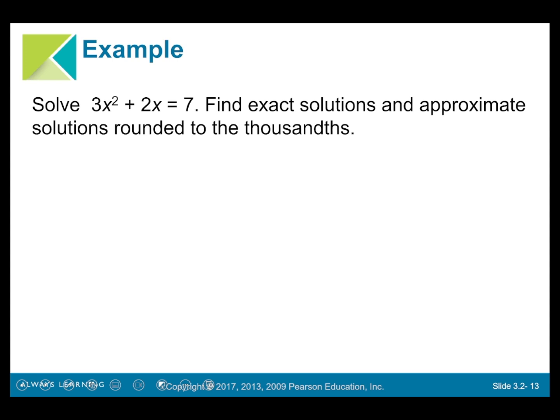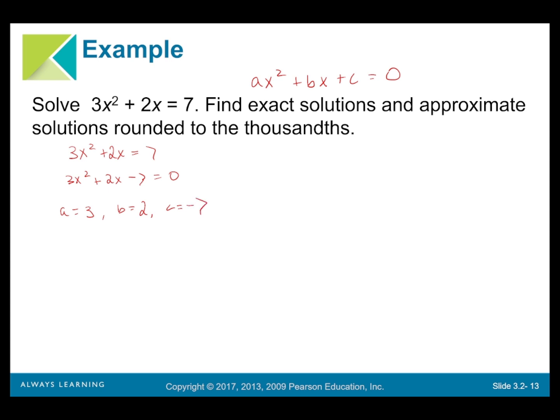So let's find the exact solutions and the approximate solutions rounded to the thousandths here with this function. So I want to write it in standard form first, as in I have 3x squared plus 2x equals 7, and I want to subtract 7 from both sides. And that gives me this. That means that a is 3. So remember, I'll write at the top, ax squared plus bx plus c equals 0 is the form. So I have a equals 3, b equals 2, and c equals -7.